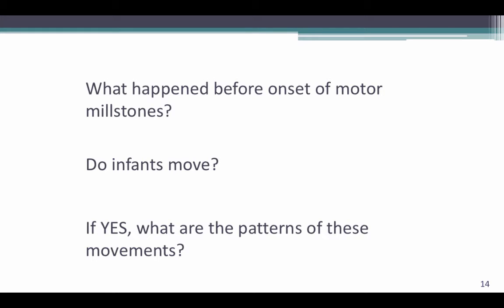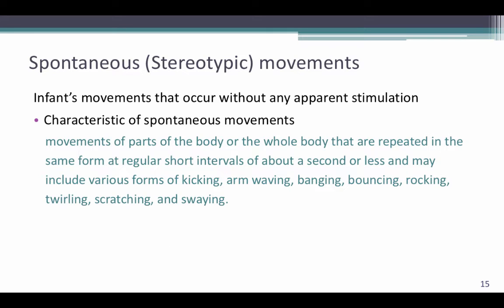So what happens before the onset of motor milestones? Do infants move? And if yes, what are these patterns of movement? The movements that occur before the onset of controlled voluntary movements are called stereotypic movements, and they occur without any stimulation. They are defined as movements of parts of the body or the whole body that are repeated in the same form at regular short intervals of about a second or less, and may include various forms of kicking, arm waving, banging, bouncing, rocking, twirling, scratching, and swaying. Essentially, those are the movements that you see that children do that look fairly uncontrolled.